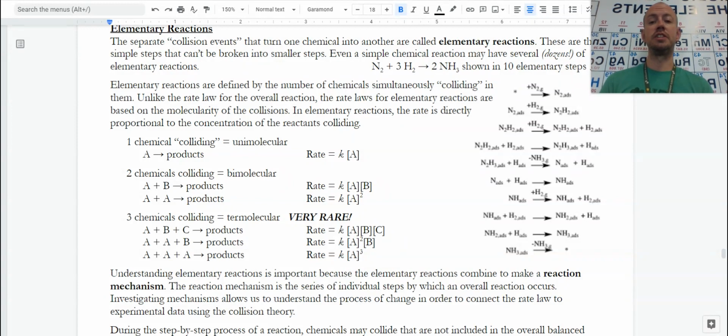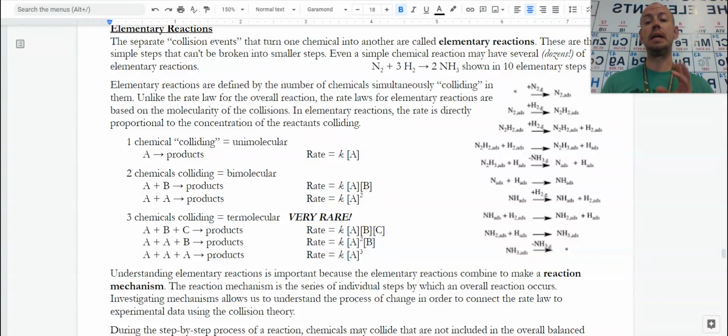The easiest to envision is a bimolecular reaction. When A hits B and turns into product, or an A hits another A, a molecule runs into itself. That is bimolecular. Two things are colliding. And once again, it is directly proportional to the concentrations. So if I put in more A or I put in more B, A collides with B faster, B collides with A faster, and my rate increases as a result. Same thing with A and A, which is where we kind of come up with the idea of how something might be second order. It collides with itself during an elementary reaction throughout the process.